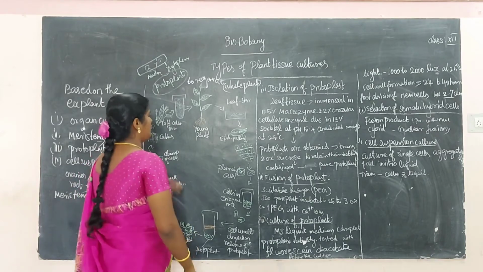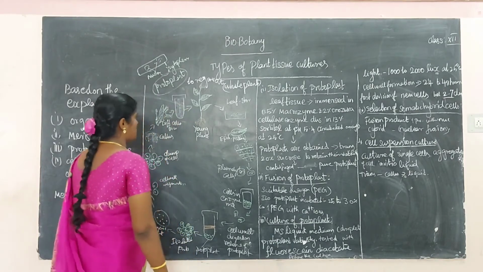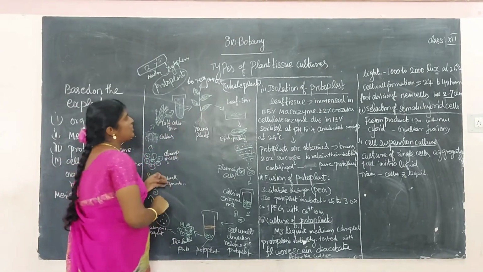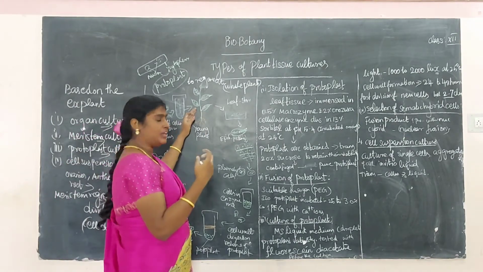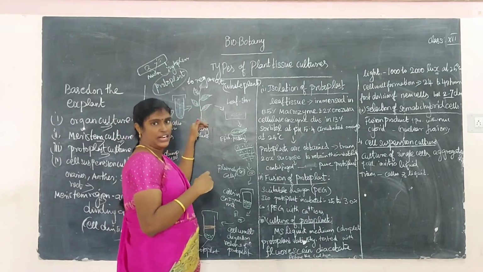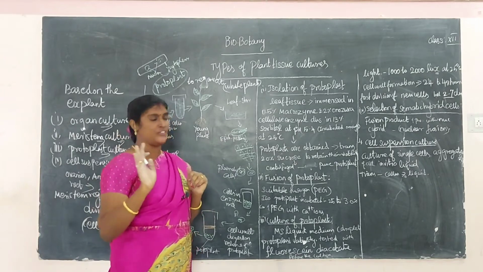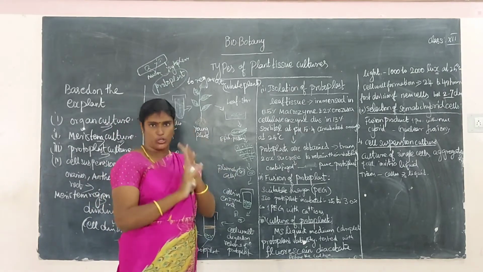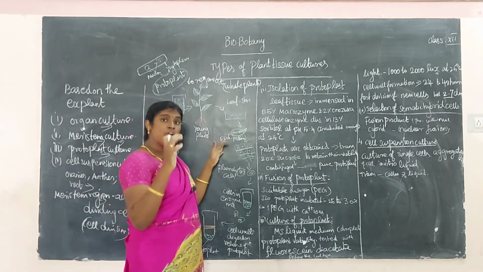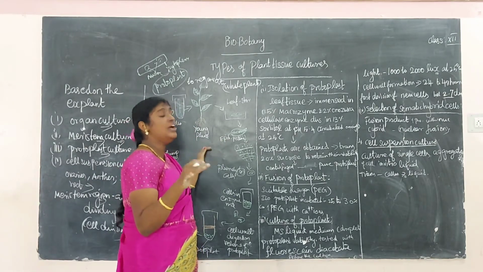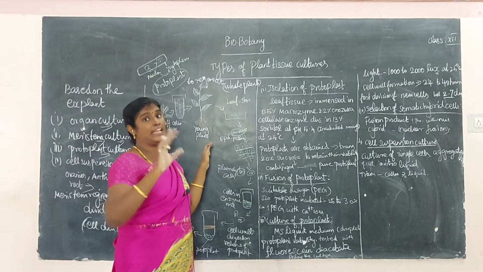So the first leaf, what is this? This is a normal plant. The leaf is collected from the plant. Take one leaf. The first process is leaf sterilization, then isolation of protoplasm. The second process is fusion of protoplasm. The third process is culture of protoplasm. The fourth is selection of somatic hybrids.